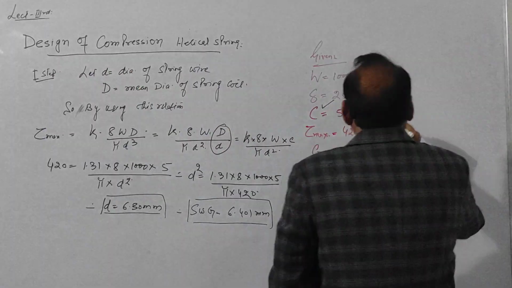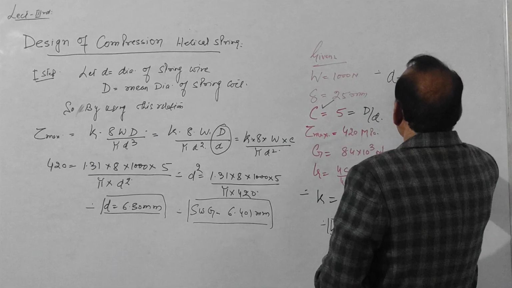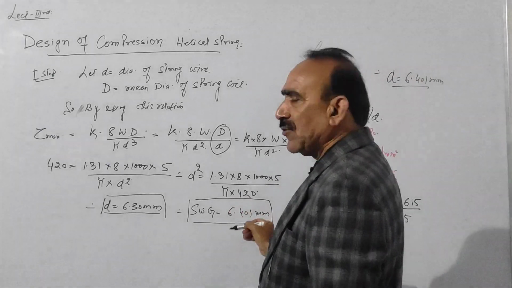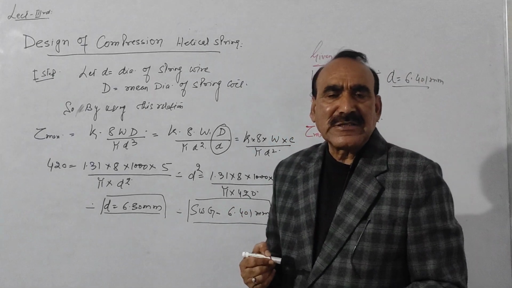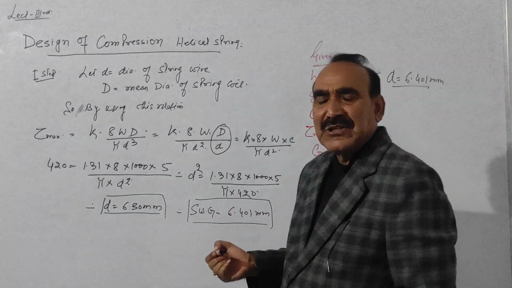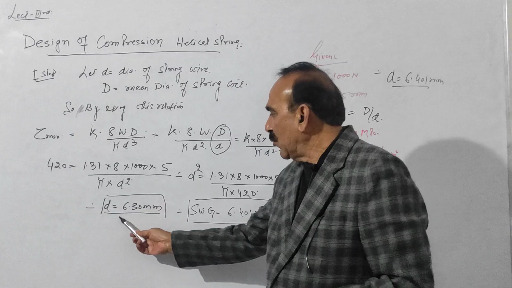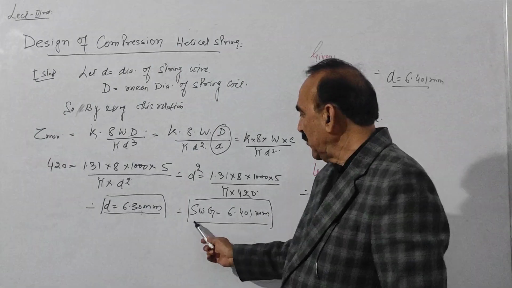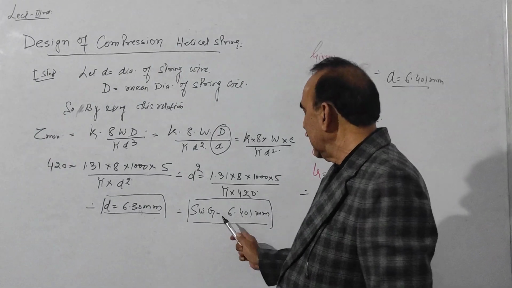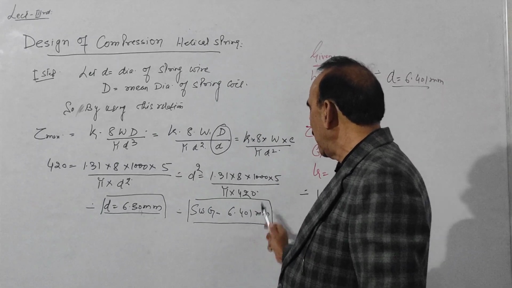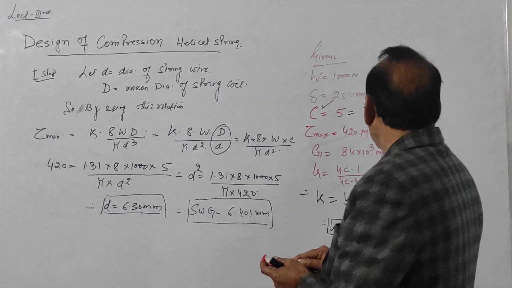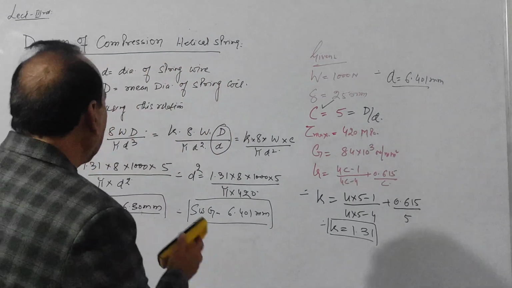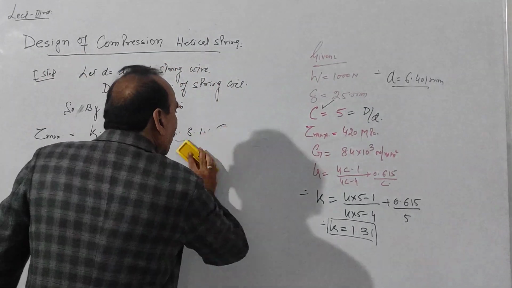I will write down here. So therefore, d, what did you find? 6.401 mm. And from where have you seen this value? You have seen it from your data book, there is the table. You find the corresponding value for this 6.30 from the data book, and you will find the standardized value SWG. This diameter is 6.401 mm. So you have calculated the diameter of the spring wire, okay? So the diameter of the spring wire has come out as 6.401.